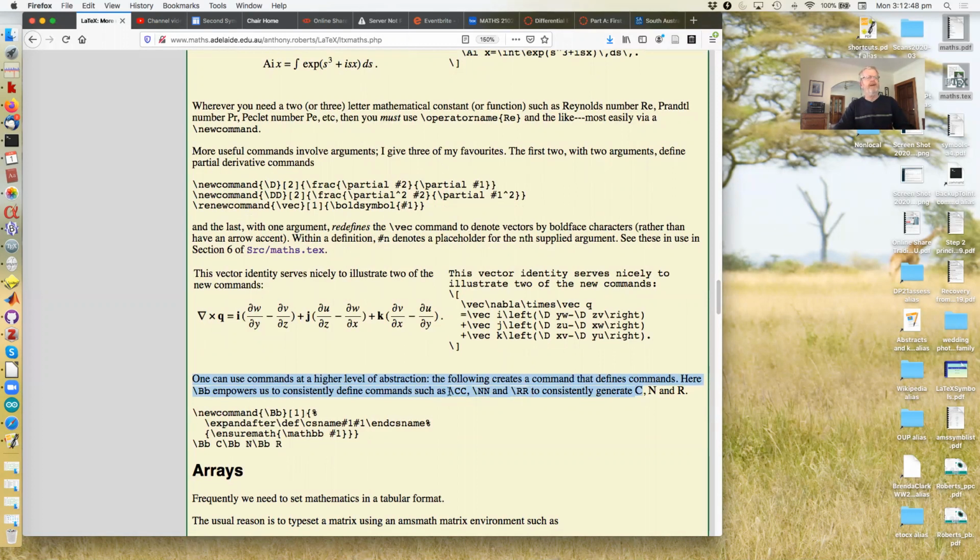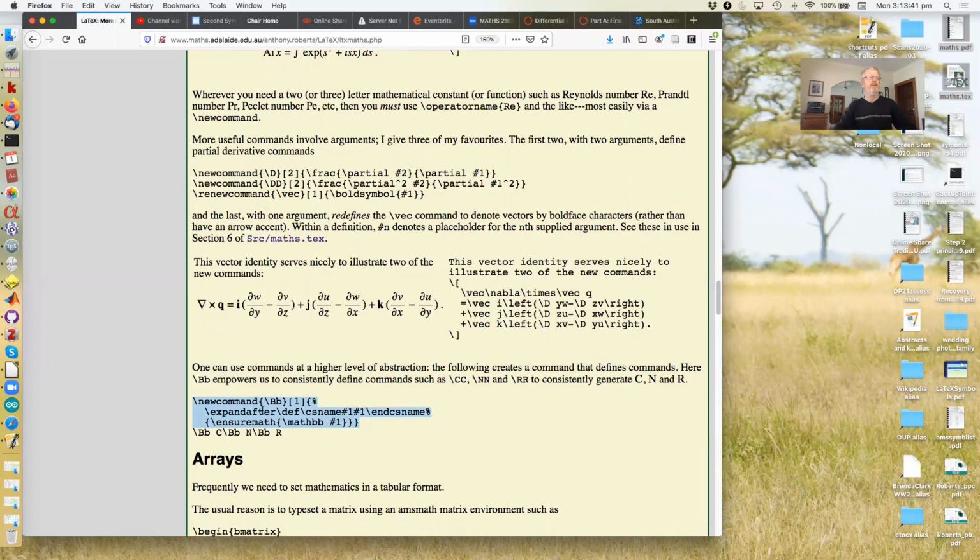If we want a command that allows us to easily define commands \cc, \nn, and \rr to consistently generate the bold-face C, N, and R for complex numbers, natural numbers, real numbers, and whatever else we might like using blackboard bold font, we can define a function that generates these for us to later use. Right? And here it is in action, \bbc, \bbn, \bbr, defines these to be those via defining \bb to be this. It's, like I said, high level of abstraction.